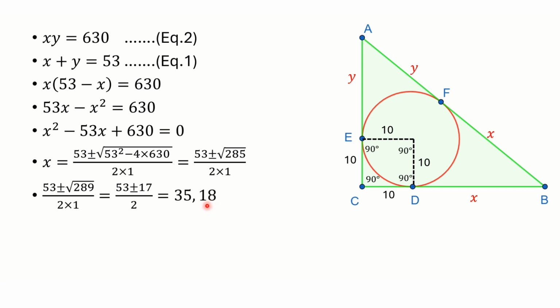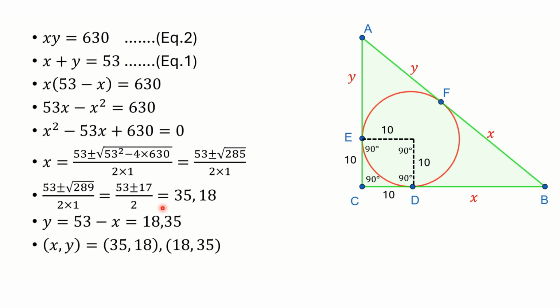Now once I know x, I can calculate y, and y is what? From this equation, y equals 53 minus x. So when I put x equals 35, y will be 18, and when I put x equals 18, y will be 35. So now I know the value of x and y. Basically two sets of values: when x is 35, y is 18, and when x is 18, y is 35.